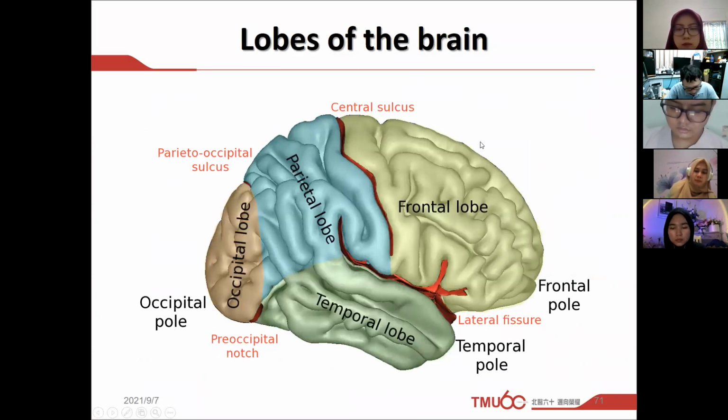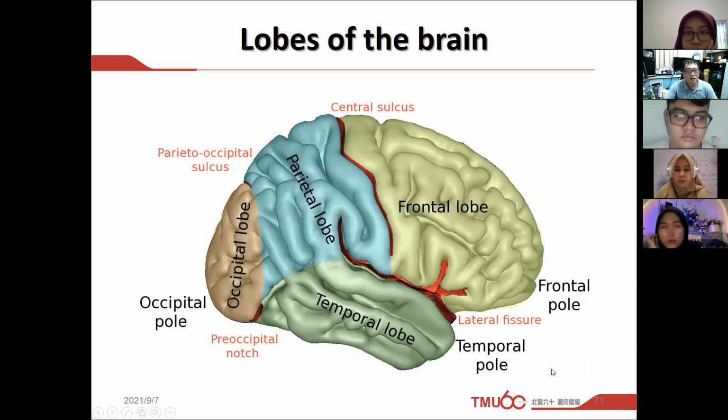Now we are going to divide the brain into four lobes. The first one is the frontal lobe. Another one is the parietal lobe. Another one is the occipital lobe, and another one is the temporal lobe. How to distinguish them? There are two very important lines you should remember. The first one is the central sulcus here. It's very important. And another one is the lateral fissure here. These two lines can help you divide the lobe positions.